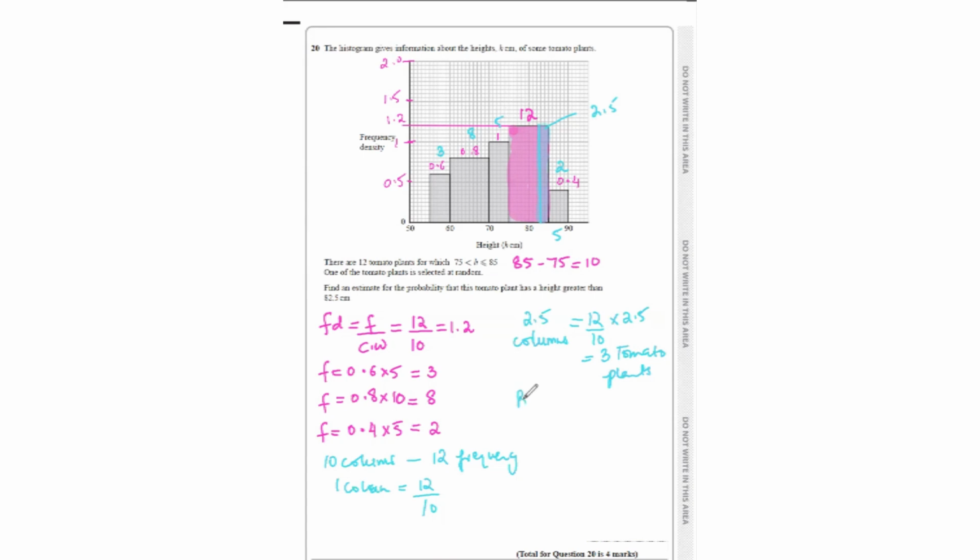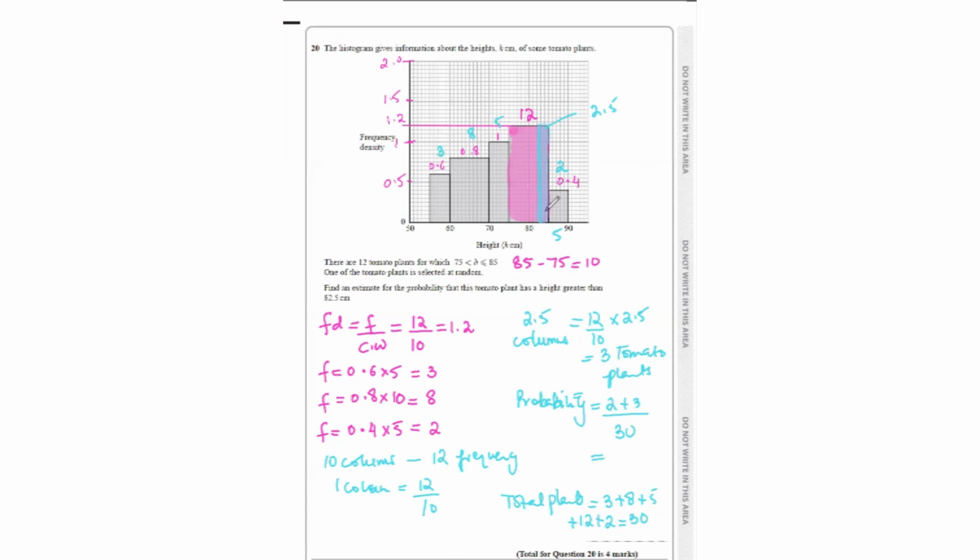So probability is going to be 2 plus 3 over the total number of plants, which are 30. How did we get the 30? We add 3, 8, 5, 12, and 2. So total plants are 3 plus 8 plus 5 plus 12 plus 2, 30.